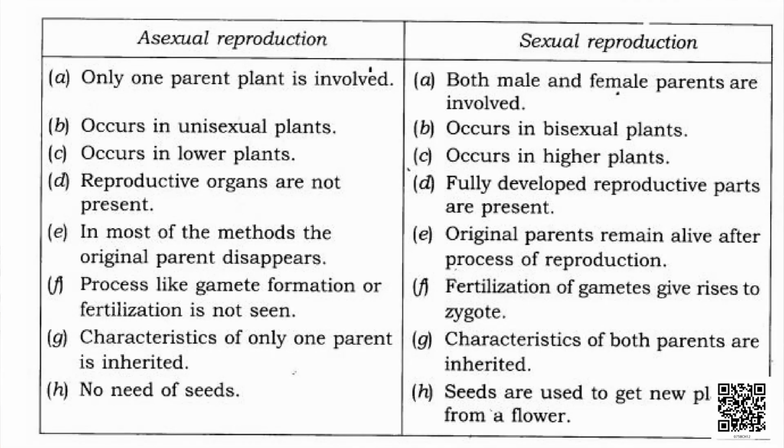In asexual reproduction, characteristics of only one parent are inherited, whereas in sexual reproduction, characteristics of both parents are inherited. In asexual reproduction, there is no need of seeds, whereas in sexual reproduction, seeds are used to get new plants and form a flower.